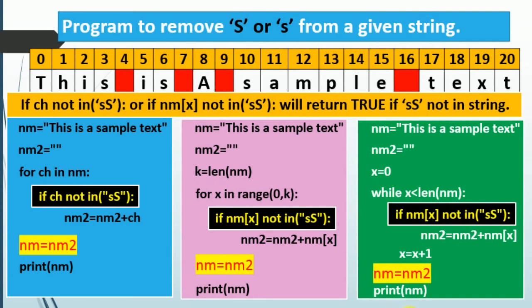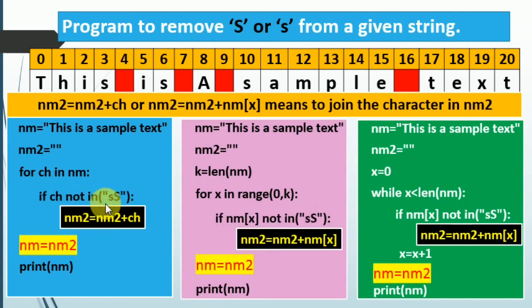Then next line, if not found, nm2 will store the characters except small s and capital S, they are going to be concatenated and stored inside nm2, in all the three cases. In this, ch is going to provide us the character, and in these two cases nm of x is going to provide us the character. The only change in the for range and the while is that x equals x plus 1 is needed in the while loop, to increment the value; in the for range case the value is automatically incremented. In the case of ch in, there is no need, it automatically moves to the next.